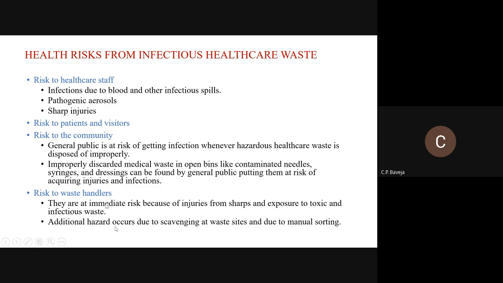So waste handlers should take standard precautions. They should have heavy duty gloves, boots and a mask. All these should be worn by them.